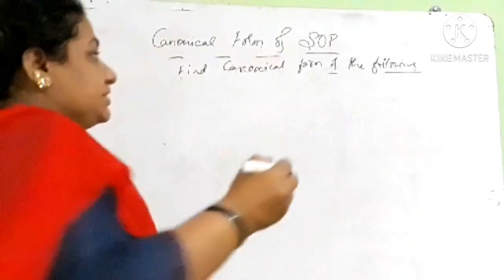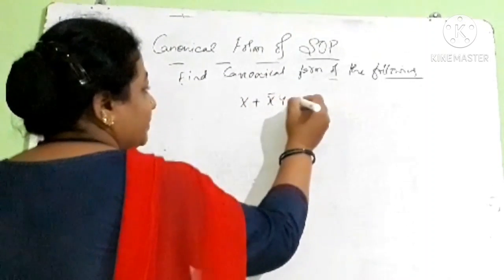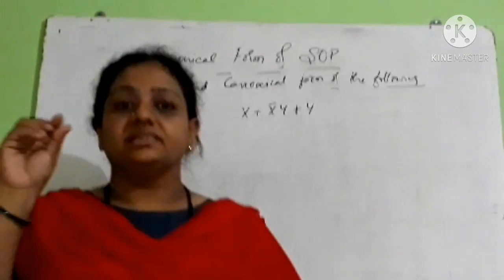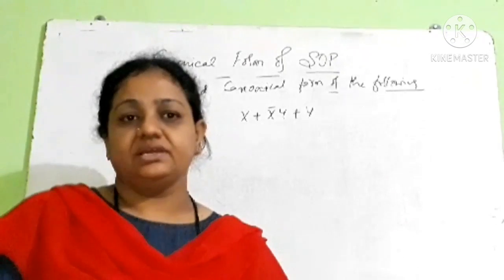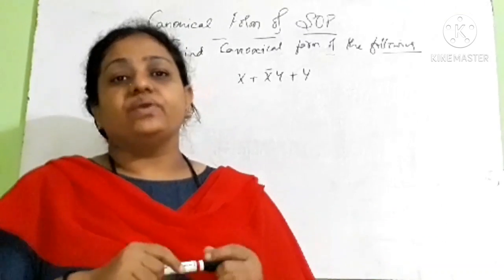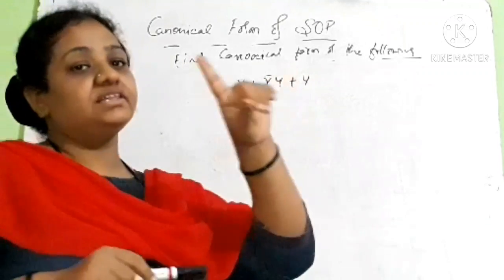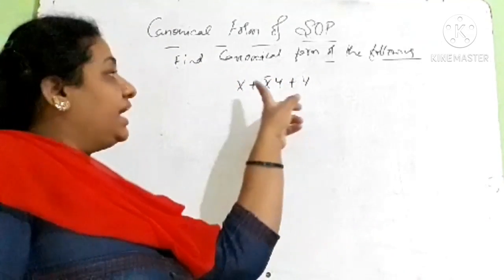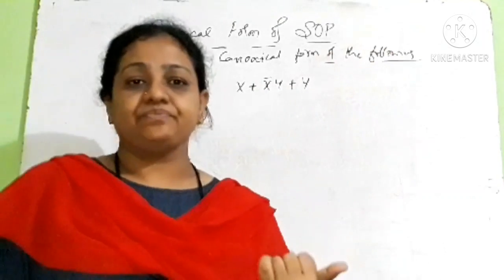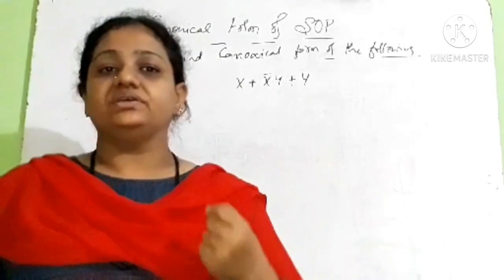Let us take the expression x plus x bar y plus y. Here we have an SOP expression, but it is not in the canonical form. Why is it not in the canonical form? As you can see, there are two variables x, y, but in the first term y is not there. Here, no problem, x bar y is there, but along with y we do not have x. So now let us convert this expression to the canonical form.